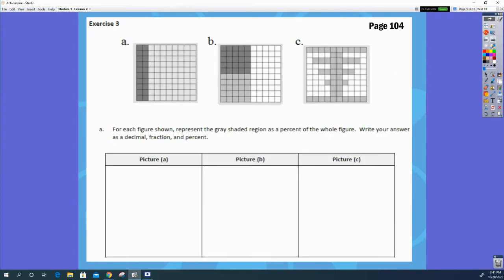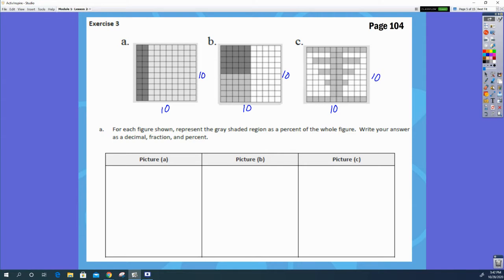Page 104. So right now it says, for each figure shown, represent the gray shaded region as a percent of the whole figure. Write your answer as a decimal, a fraction, and a percent. So right now, looking at picture A, can you tell me what percent represents the shaded region? If you notice, all of my grids are 10 by 10s. So they're all out of 100, which is my percent.